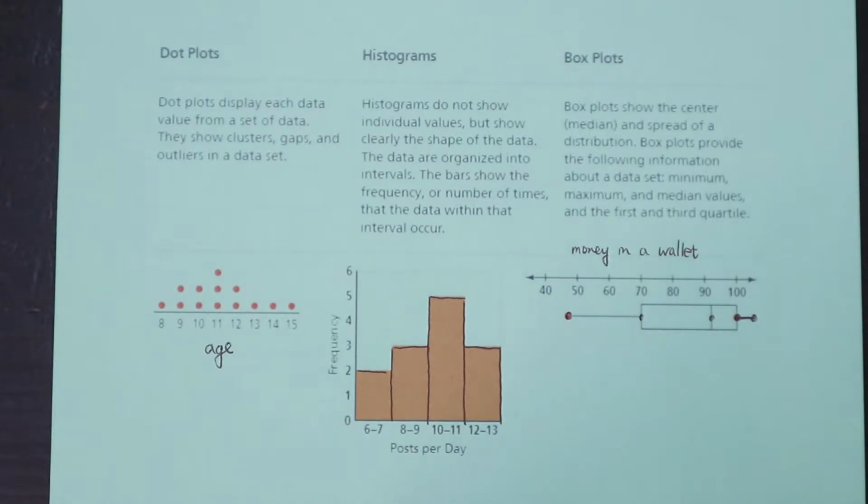And then I see that there's somebody that carries $100, and maybe around 90 bucks, and around 70 bucks. So in the box plot, I do not know how many individuals I asked. I don't know if I asked 50 people or 100 people. I have no idea. All I know is just some characteristics of the data set.